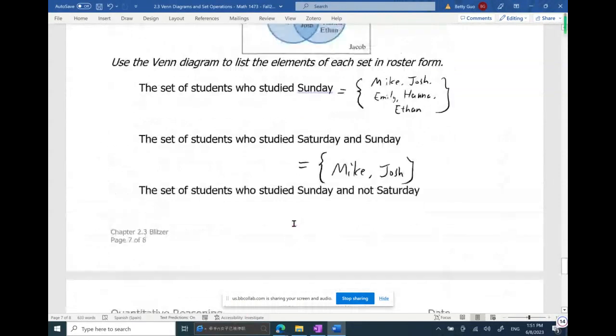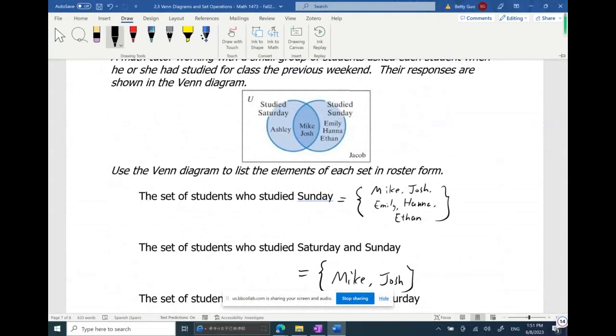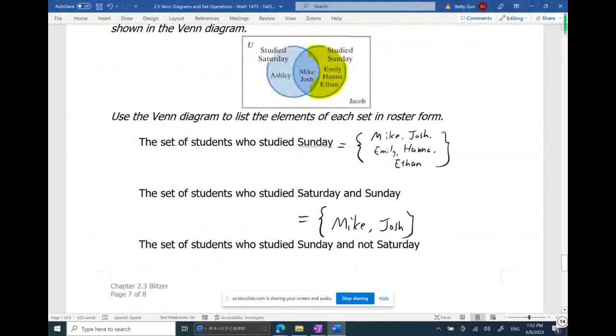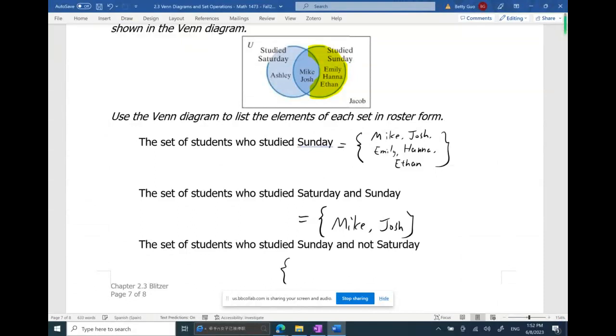The set of students who studied Sunday and not Saturday. Which region represents Sunday but not Saturday? The yellow, I'm trying to use the yellow here. This yellow region represents the set of students who studied on Sunday but not Saturday, right? And we have 3 students there: Emily, Hannah, and Ethan.